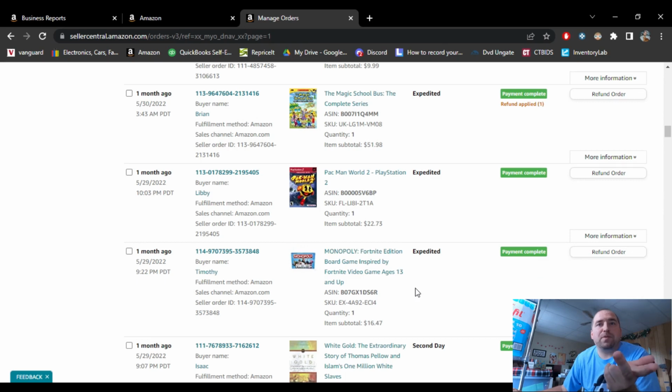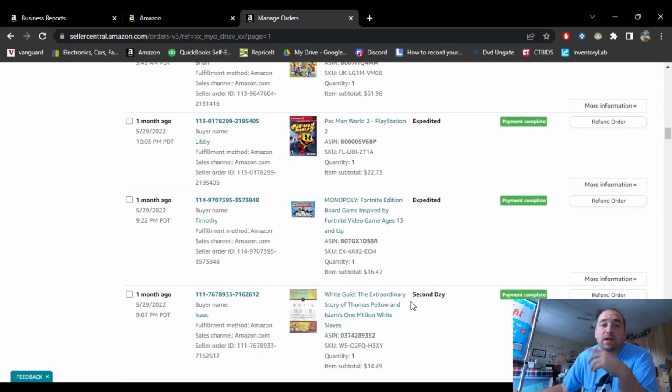So Monopoly Fortnite Edition board game sold for $17. I think I paid $2 for this at the Goodwill, which is surprising because it was new sealed. So we sold that, probably make 5, 6, 7, somewhere in there. I'm not sure how much because the board games are a little bit bigger. So we probably made at least $5 back after our buy cost of $2.